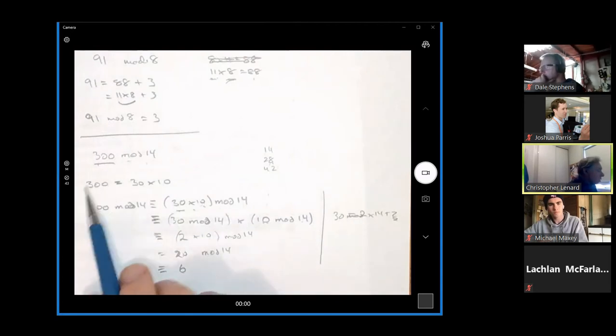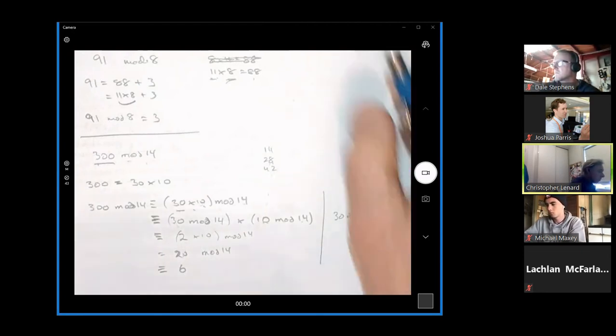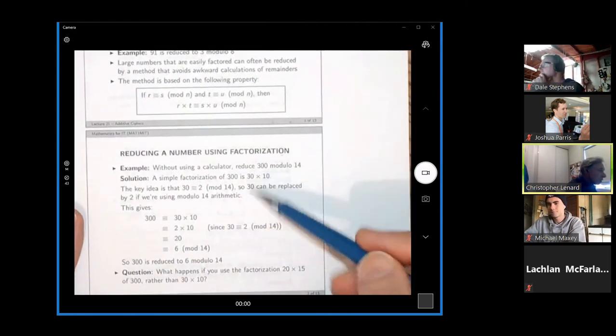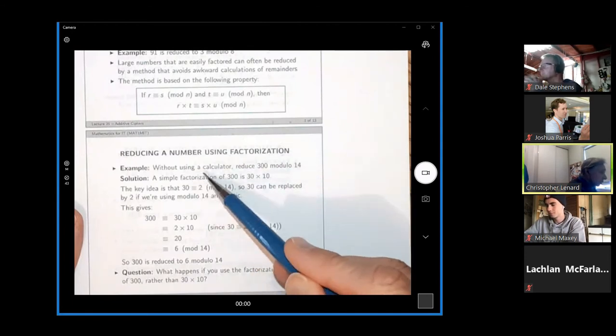If you can factorize this number easily and reduce it into smaller things, then all you have to do is work out what each of the smaller things are reduced by the same modulus and multiply those together. And there might be an extra step, so 2 times 10 is 20, but that's pretty easy to do mod 14. That's what happened in this particular slide, reducing 300 mod 14 without using a calculator.